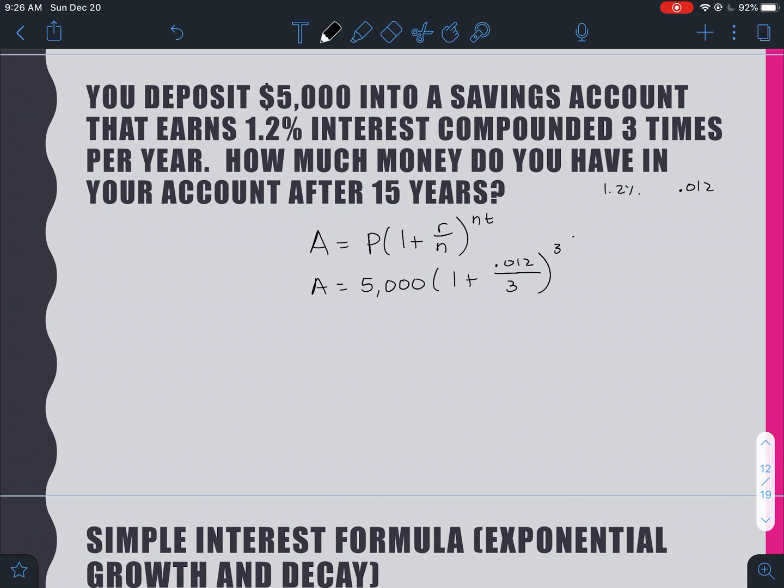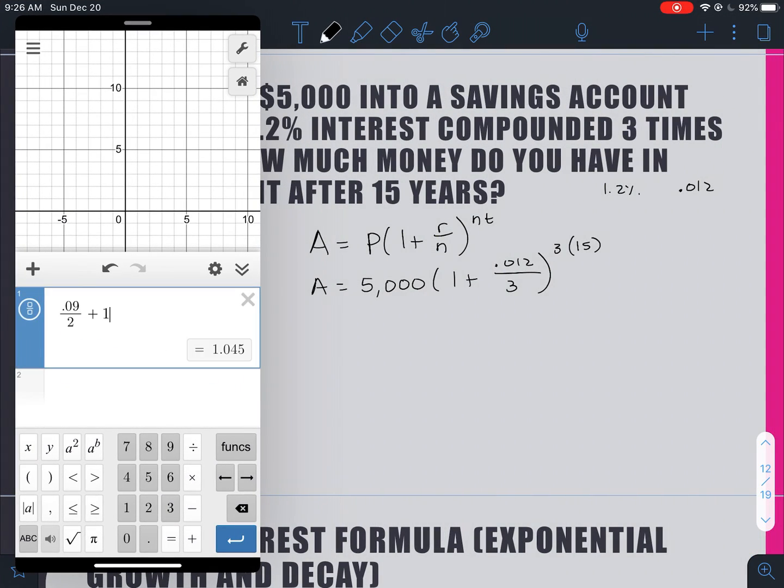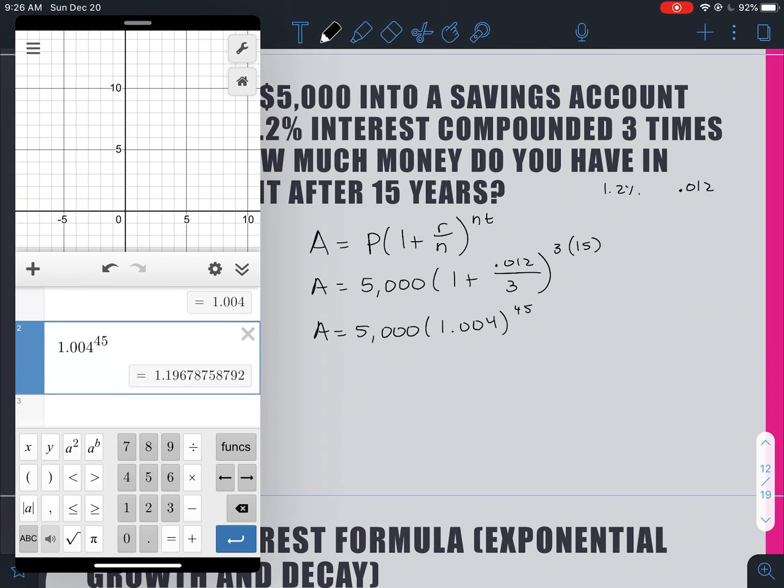And then 1 plus the interest rate is 1.2%, so as a decimal that's 0.012, so 0.012 over N, compounded 3 times per year, so N is 3, and then raised to the 3 times how many years have gone by? 15 years. All right, so let's do some calculations. So we're going to do inside of the parentheses, divide first, so 0.012 divided by 3, and then add 1. So we get A equals 5,000 times 1.004 raised to the 45th power, because 3 times 15 is 45.